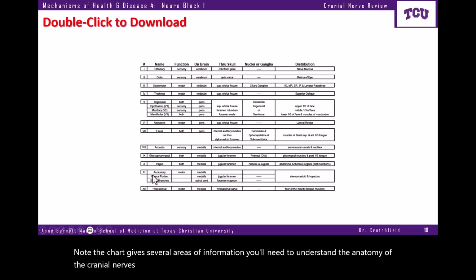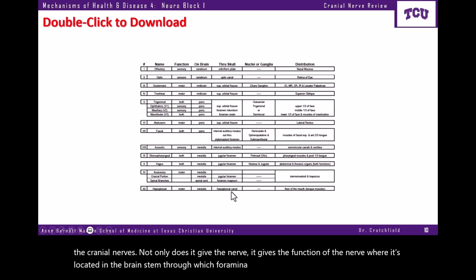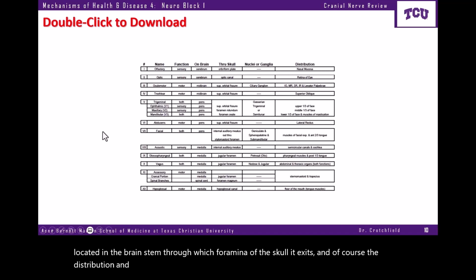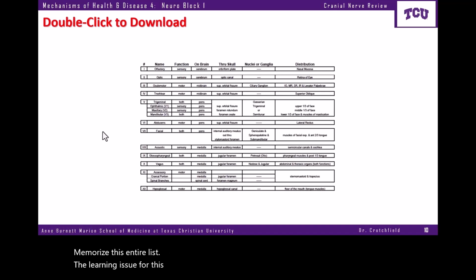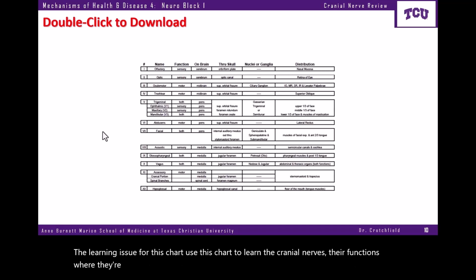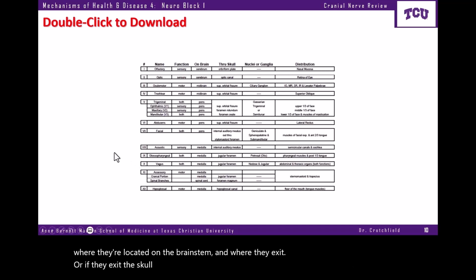Not only does it give the nerve, it gives the function of the nerve, where it's located in the brainstem, through which foramina of the skull it exits, and of course the distribution and associated nuclei. The learning issue for this chart: use this chart to learn the cranial nerves, their functions, where they're located on the brainstem and where they exit, or if they exit, the skull, and if so, by which foramina.